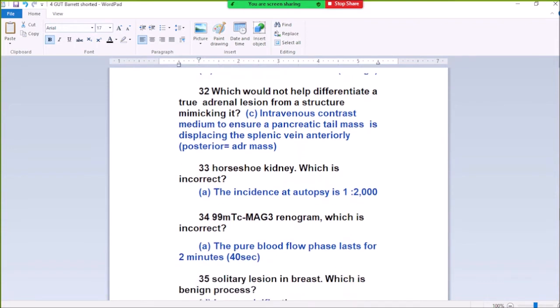Question 32. Which would not help differentiate a true adrenal lesion from a structural mimic? Intravenous contrast medium to ensure a pancreatic mass is displacing the splenic vein anteriorly, because it should displace the splenic vein posteriorly if it is an adrenal mass. So this would not help differentiate a true adrenal lesion from a structural mimic. This would not be helpful.